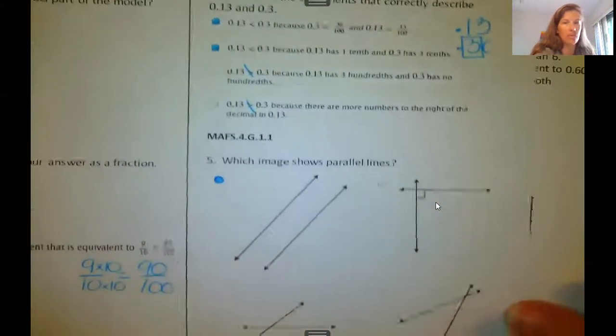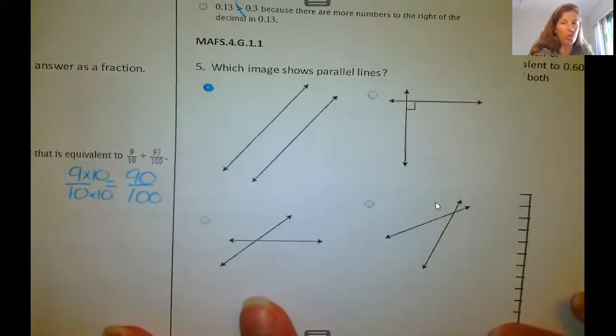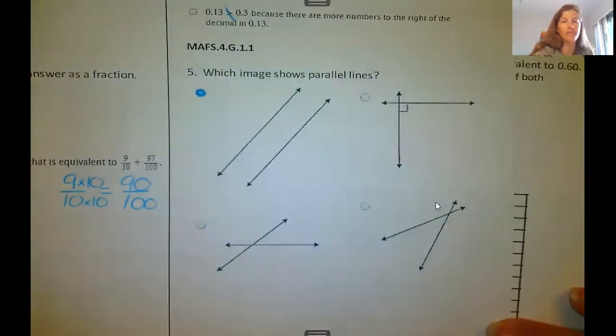Okay, last one, parallel lines. You should know they run right next to each other. If you don't, we are going to get into that soon. These are the parallel lines. Never intersecting, never touching. That's your parallel.